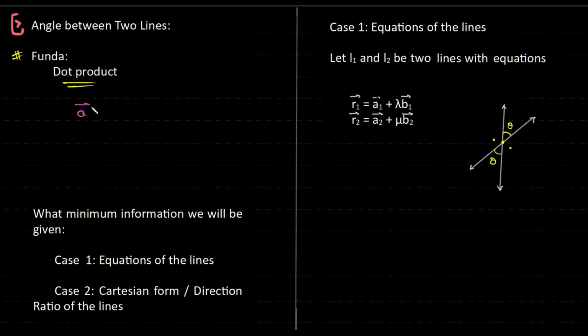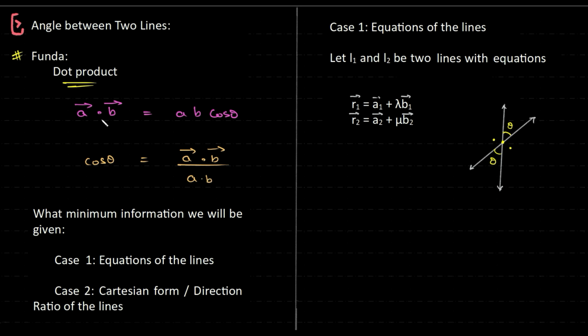We know that if I know A and B, the vectors pointing in the direction of the lines, I can take the dot product between them, which gives us AB cos theta. So basically we are trying to figure out theta. A bit of rearrangement, and we have the following result.